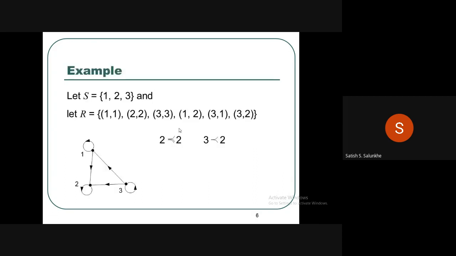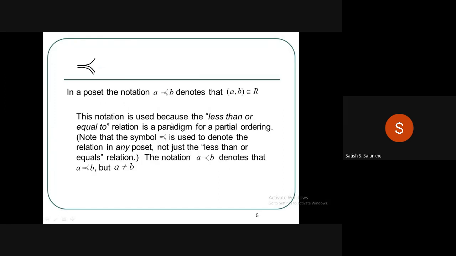So let's proceed ahead. What is the difference between these two symbols, this symbol and this symbol? The notation is used because the less than or equal to relation is a paradigm for partial orderings. A is less than or equal to B. The notation A less than B denotes A is less than or equal to B, but A is not equal to B. So it is something like a stricter partial order relation where there is no equality.